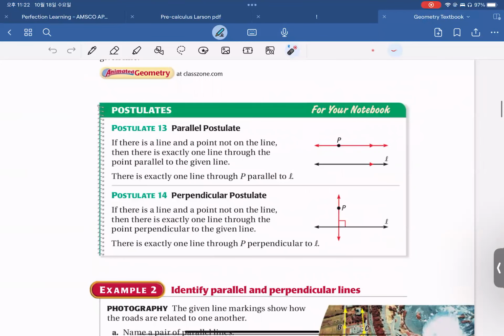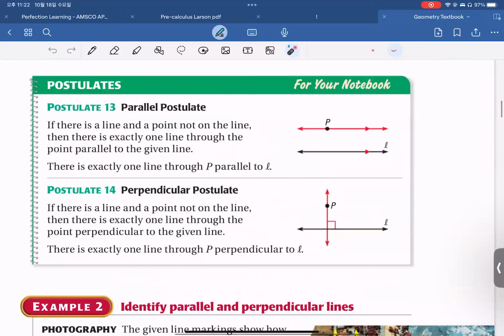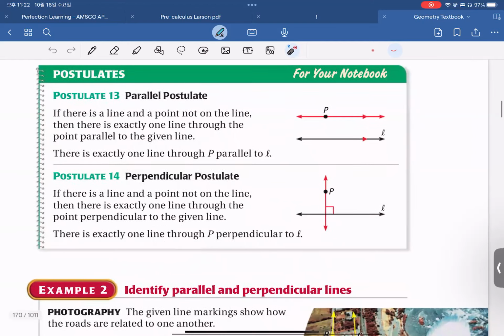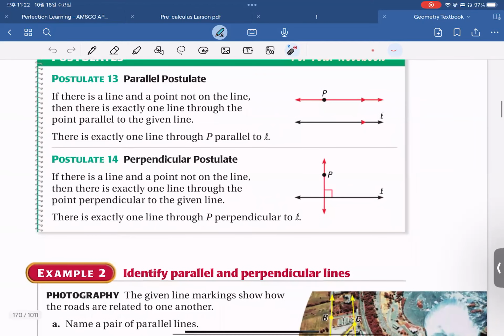So let's look at two more postulates. First, the parallel postulate. If there's a line and a point not on the line, then there's exactly one line through the point parallel to the given line. So if there's a line and a point not on the line, as seen here, there's exactly one line going through P parallel to line L. And the perpendicular postulate is, if there's a line and a point not on the line, then there's exactly one line through the point perpendicular to the given line. So there's one line. This is pretty straightforward.